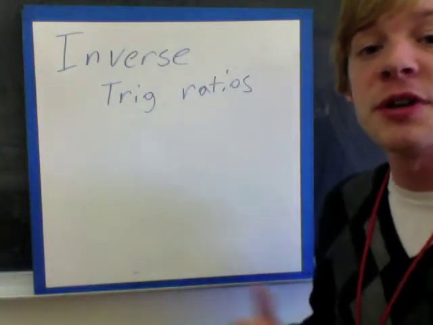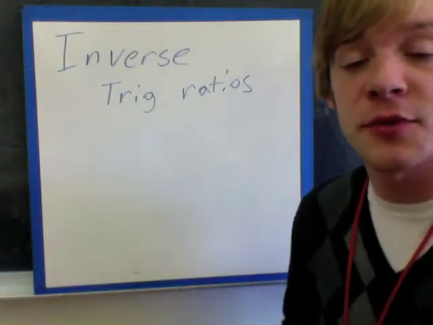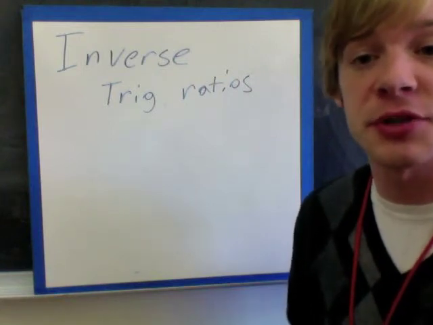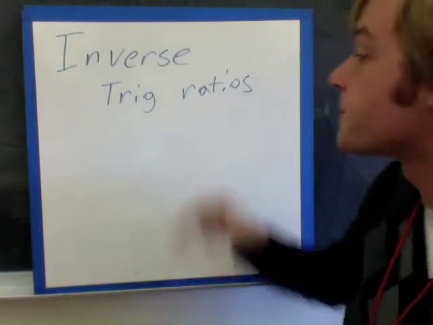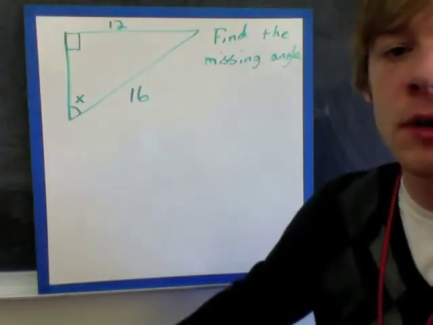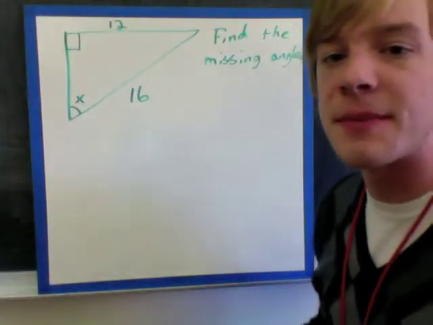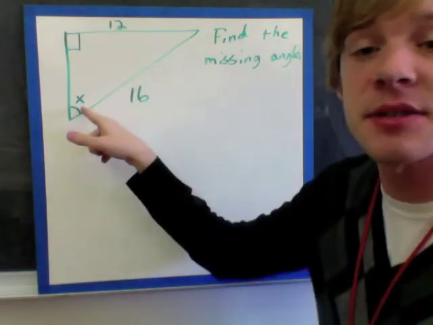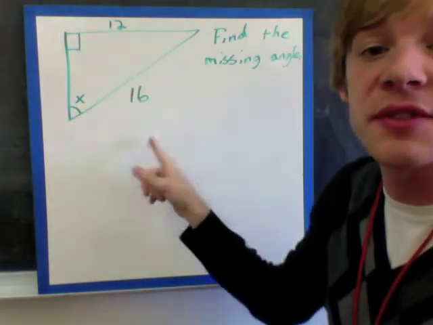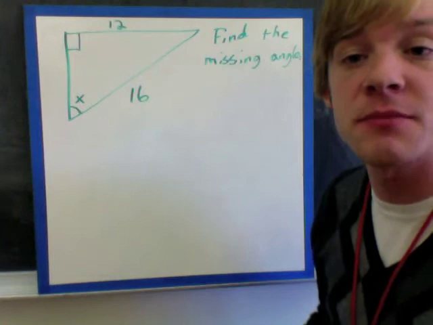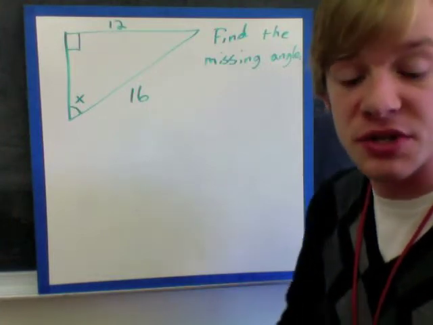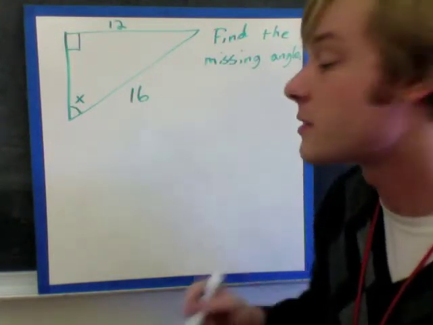Hello, I'm going to go through another example of solving for a missing angle using inverse trig ratios. So let's go ahead and take a look at it. Here we see we've got a missing angle x. We've got a side of 12 and a side of 16. So just like our other problems, we're going to start out by labeling which sides we have here.